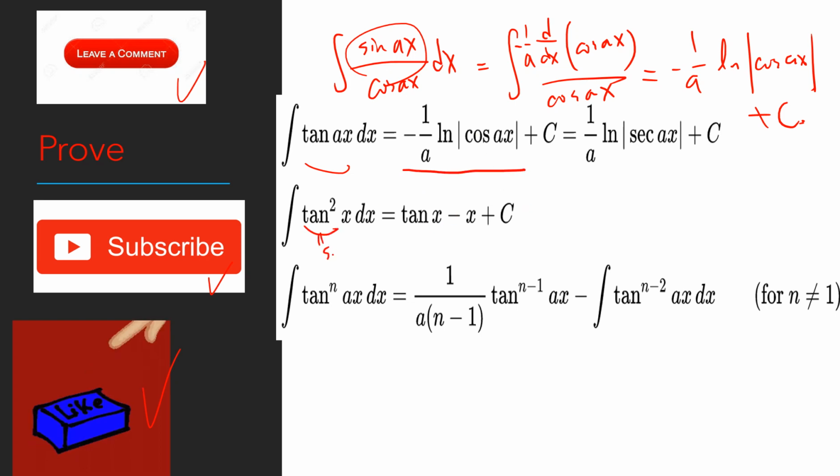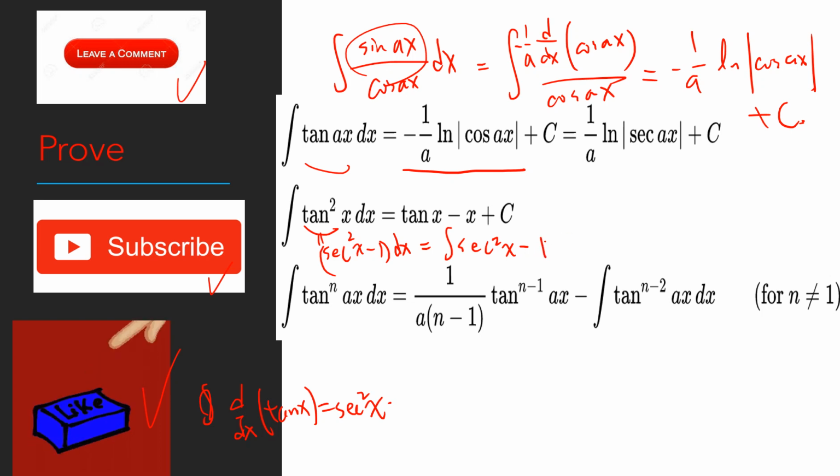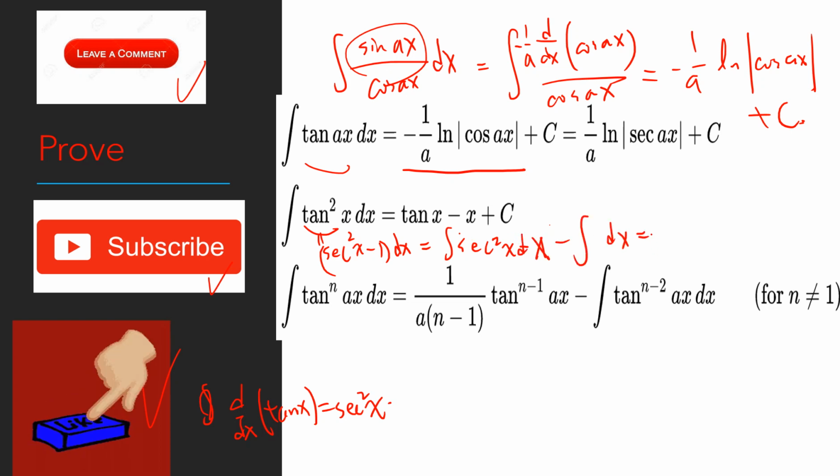Okay, and this one is just secant square x minus 1 dx. And we know that there's a formula. Basically, if you differentiate tangent x with respect to x, then you get secant square x. Right, so basically this is the integral of secant square x minus 1 dx. So this is tangent x minus x plus c. Okay, so these two I think are trivial.